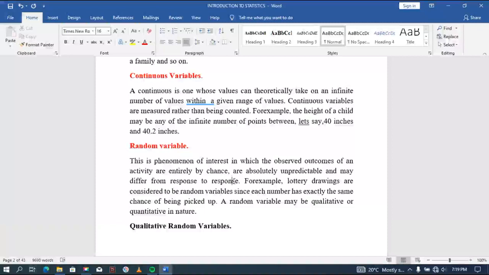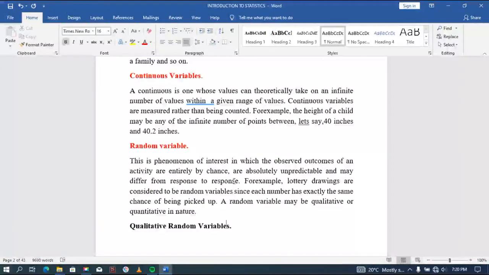For example, lottery drawings are considered to be random variables since each number has exactly the same chance of being picked. Let's say you're playing Ludo, this game of chance, you're casting a die. A die has six faces, whereby each face has an equal chance of appearing uppermost. When you cast a die once, you cannot predict that maybe I'll make a six on top, or a five on top, or a one on top. Everything happens just randomly, without your knowledge or without your influence.